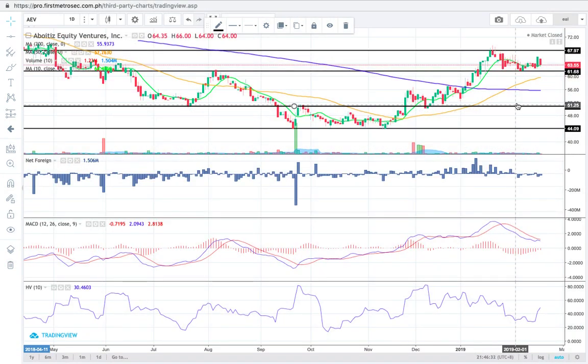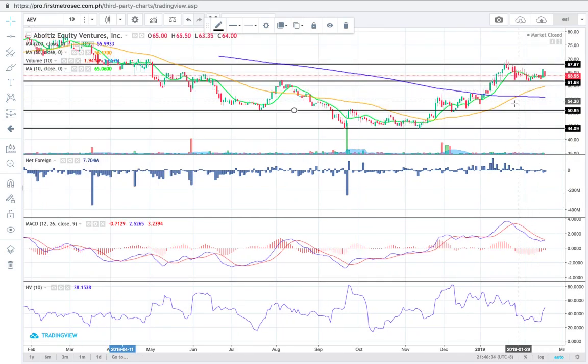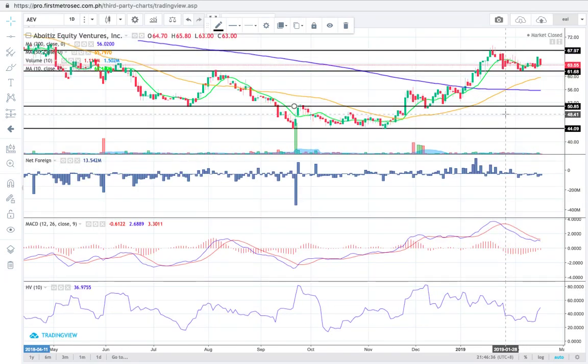So here, am I bullish or bearish on AEV? I'm neutral on AEV based on what I see on this chart, because since the last week of January 2019, AEV has done nothing but trade the range between 61.70 to 67.